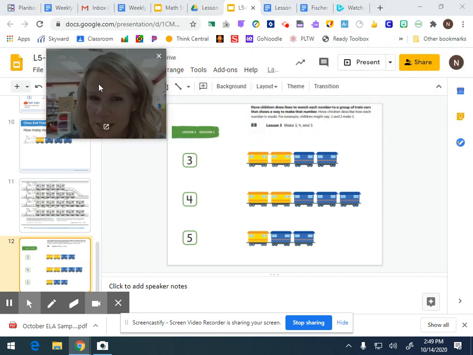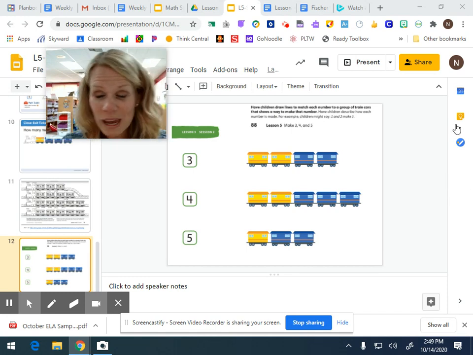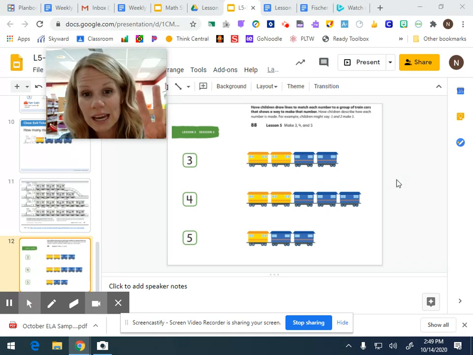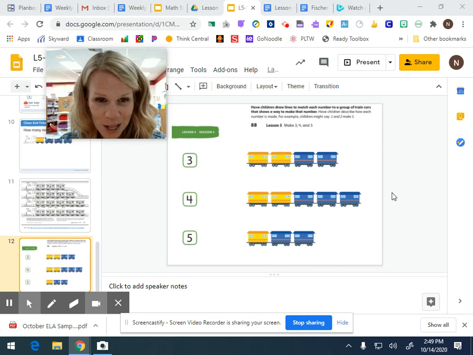Okay, these are our practice pages. That's why I'm going to let you practice them and try them on your own, and then check with your grown-up. All right, you are going to count the cars again and match the cars to the number. Okay, just like what we did. All right, so today, guys, we made combinations of 3, 4, and 5, okay, with doing some coloring and looking at those train cars.